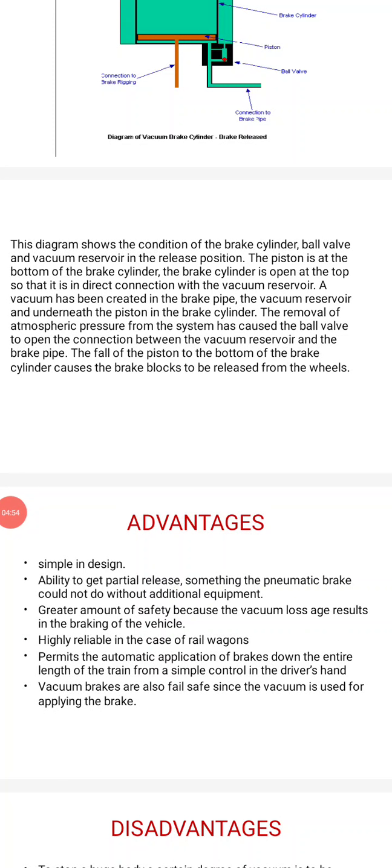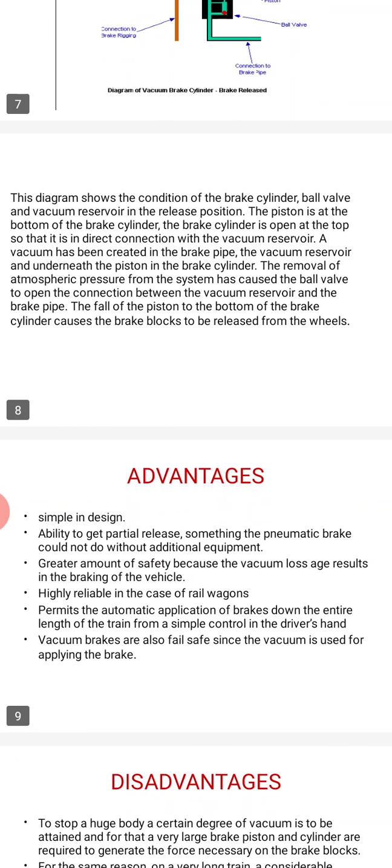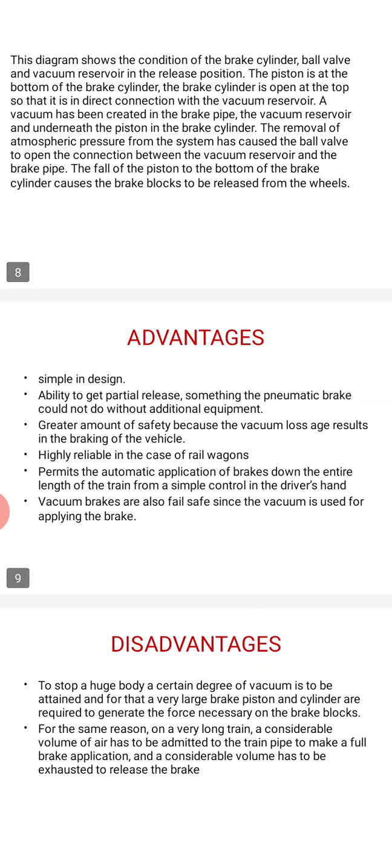Advantages: simple in design, with the ability to get a partial release, something the pneumatic brake could not do without additional equipment. The greater amount of safety is because vacuum loss results in braking of the vehicle. Highly reliable in the case of rail wagons, it permits automatic application of the brakes down the entire length of the train from a simply controlled driver's hand. The vacuum brakes are also fail safe since the vacuum is used for applying the brake.